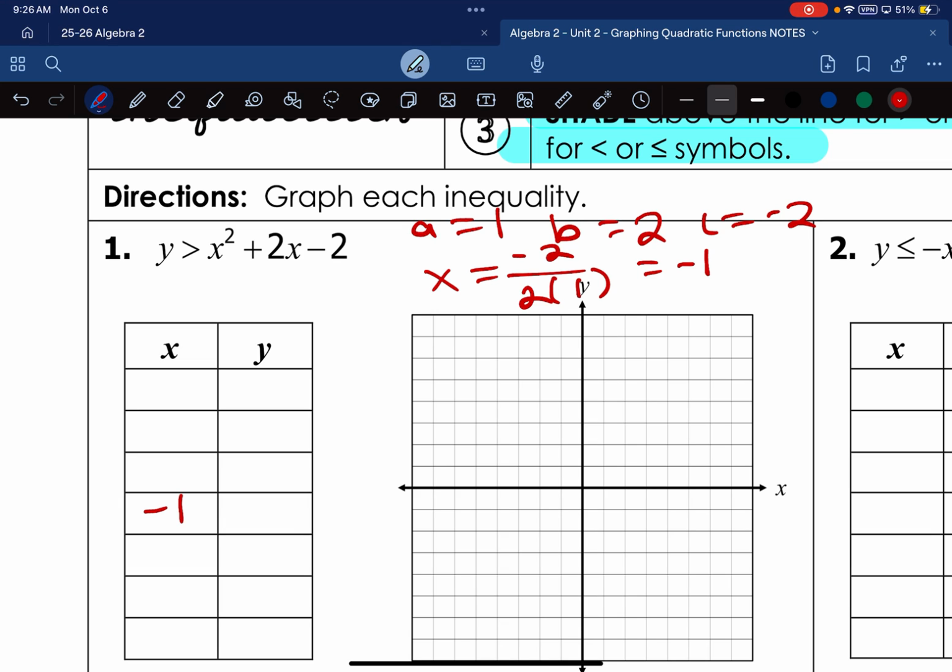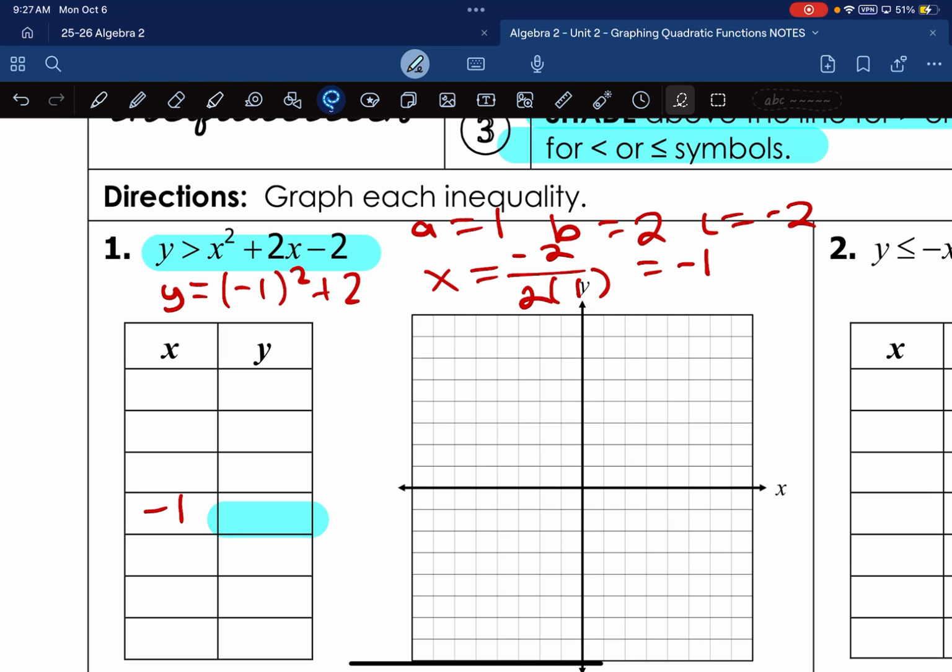We're now going to find the y value. To find the y, we plug into our inequality, pretending it's an equation while we're solving. The inequality part only comes into play when we're physically graphing it, drawing the lines, and then shading. So we're going to substitute in negative 1.